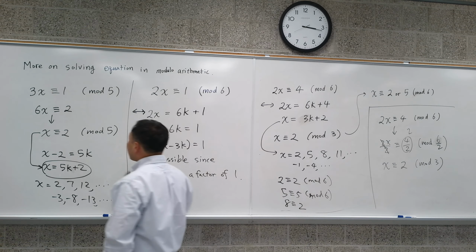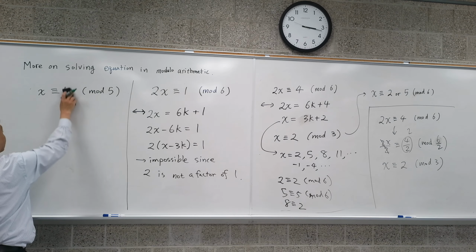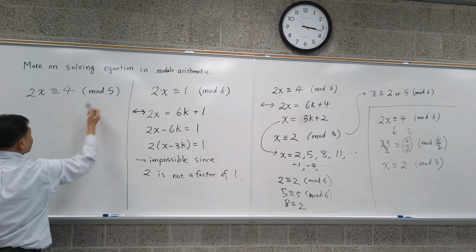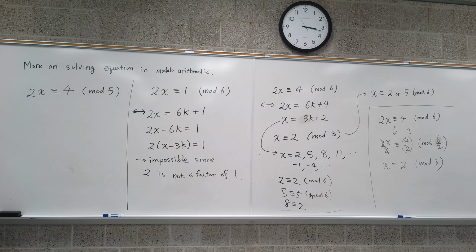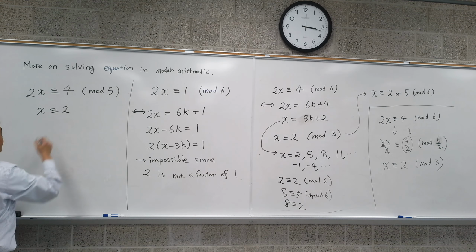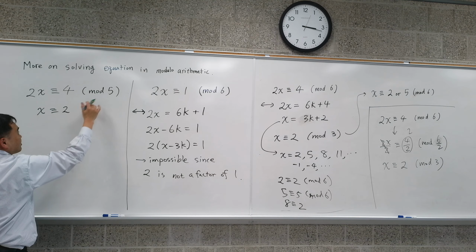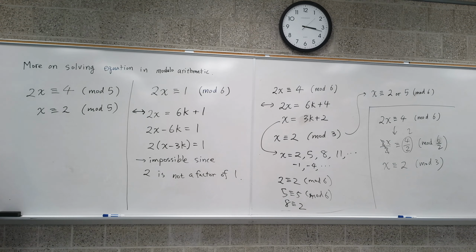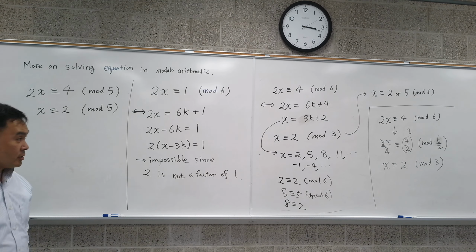Now, on the other hand, think about this case. 2x congruent to 4 mod 5. In this case, you can divide both sides by 2 and get that. And because this is not divisible by 5, you leave it as 5. And that's still fine.